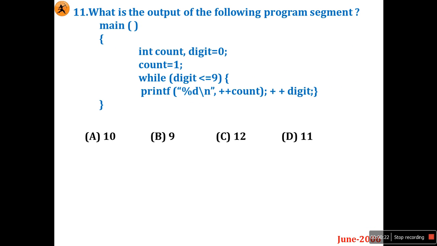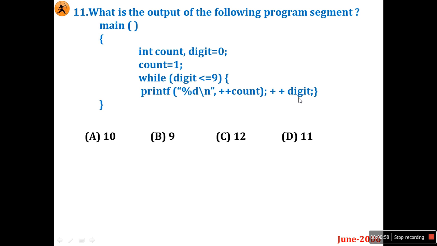What is the output of the following program? The program is int count and digit. Count equal to 1 means what? There are two variables: count is initialized to 1, digit is initialized to 0. While digit is less than or equal to 9, digit is 0, so it is true. Come inside the loop, and printf has a pre-increment of count. Initially count is 1, now pre-increment, 1 plus 1, it is now 2 because of the pre-increment operator.